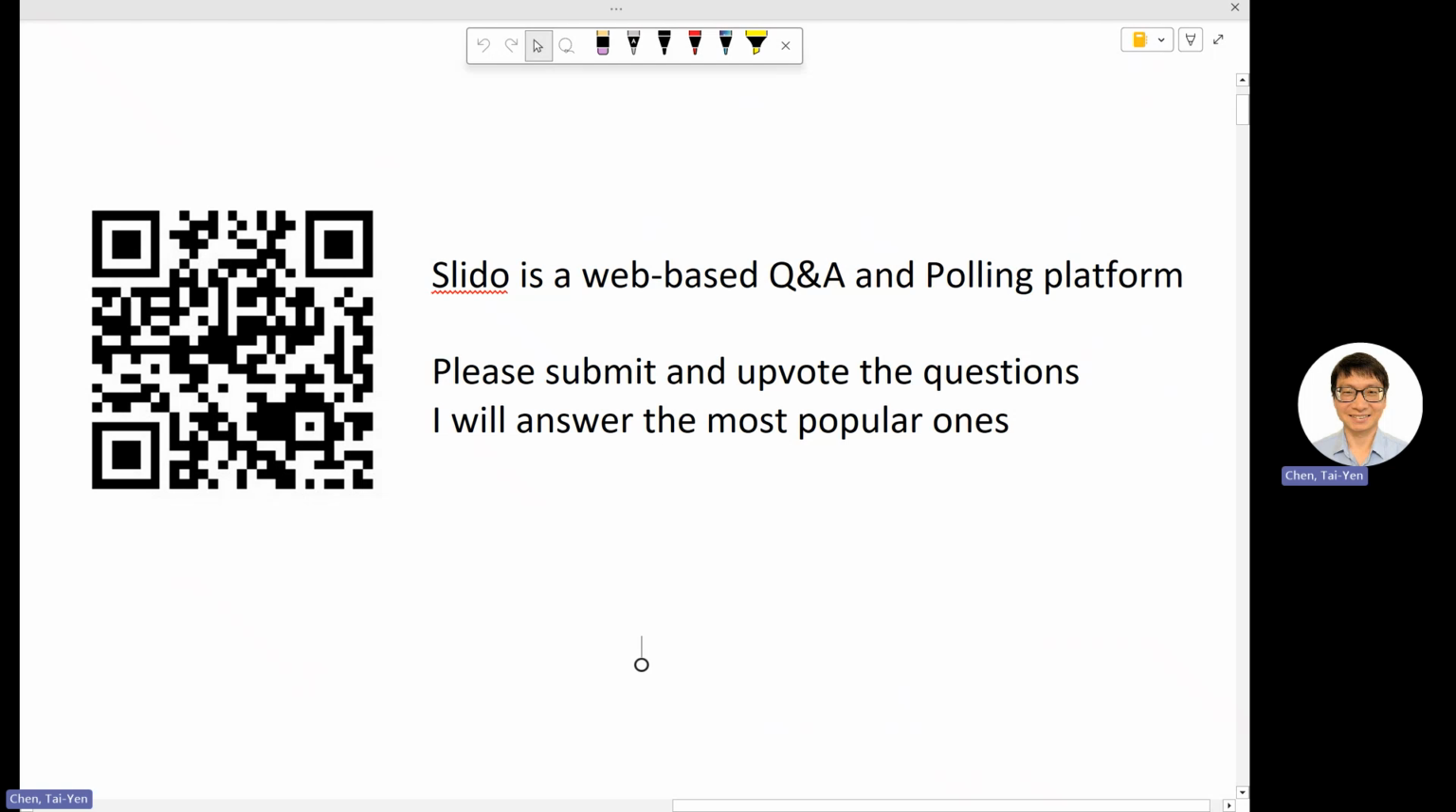So on the screen, you can see a QR code, right? Take your phone, scan that code. We're going to use something called Slido to improve our engagement, okay? Anybody know what Slido is? Anyone use it before? It is a platform that we are going to use.